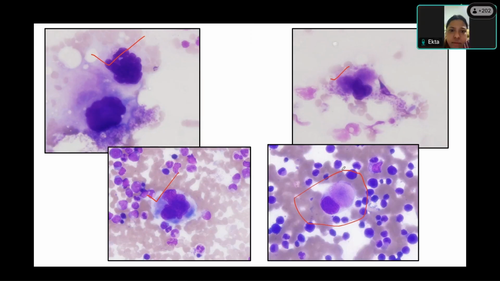Does this look like a small hypolobated kind of a megakaryocyte? Yes, sir, it's small. Okay. So we have all kinds of megakaryocytes here, right? We have some hyperlobated ones, we have some small-sized ones, and we have some normal-sized ones also. So we'll call this the pleomorphism that is noted in the megakaryocytes. Do you agree, all of you? Yes, sir. Great.